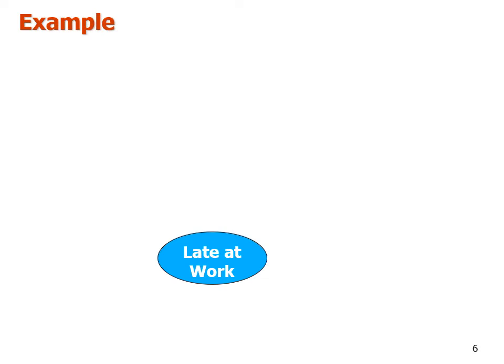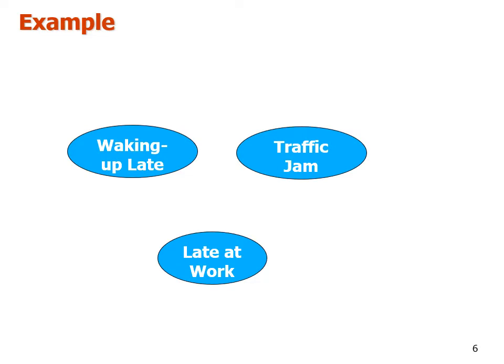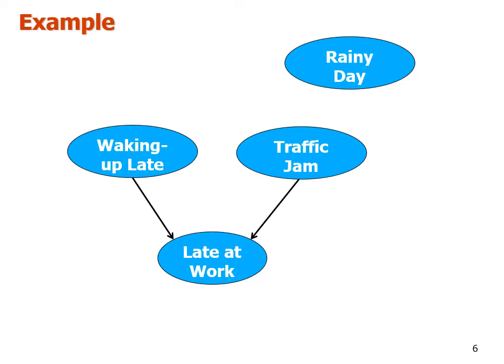So suppose you are late at work. There could be many reasons for being late, like waking up late and traffic jams. So here, late at work is dependent on events like waking up late or traffic jam. That is, these reasons have a direct influence on the event that you got late at work. The reason for traffic jam may be due to rain. So there is an event, rainy day, that influences traffic jam.